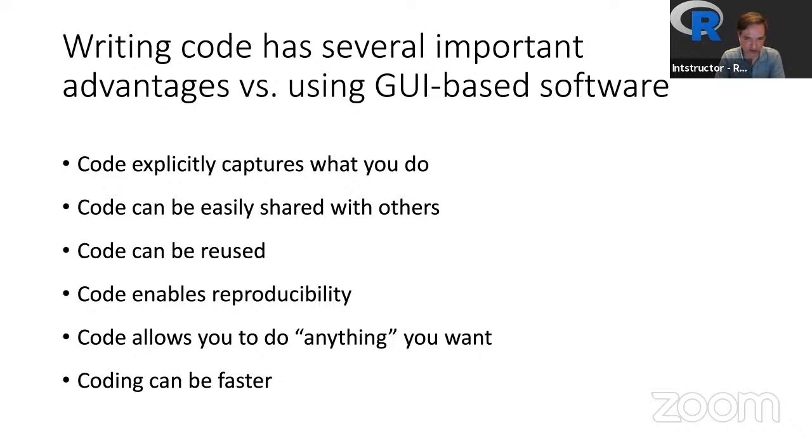Lots of other things here that I highlight. But essentially, code has lots of flexibilities and advantages over GUI-based software. And actually, if you get really good with coding, it can be faster in certain circumstances as well. You can do really complex things, writing some code, bang it out on your keyboard really quick, and you can execute it. It can actually be faster than using GUI-based software.